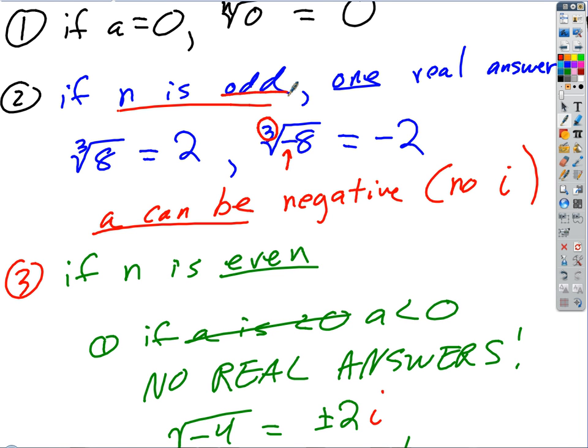And I'm just going to get back a negative answer. That's okay. I get no i's in that case, right? So the number can be negative. But we know differently for even roots.